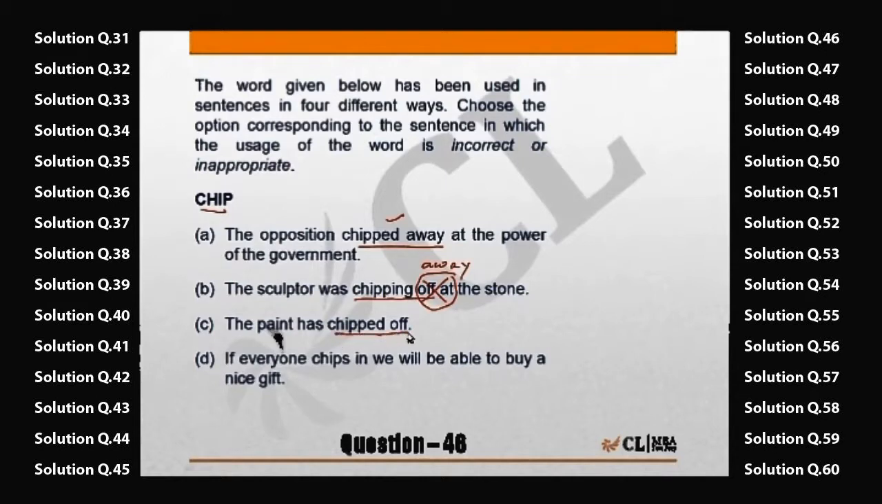But let's just check out. The paint has chipped off. This is fine. Okay. If everyone chips in, everyone contributes, we will be able to buy a nice gift. Perfectly fine. The correct answer is choice B. Let's move to the next question now.